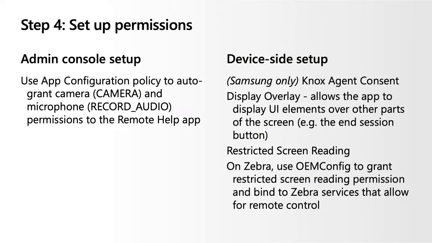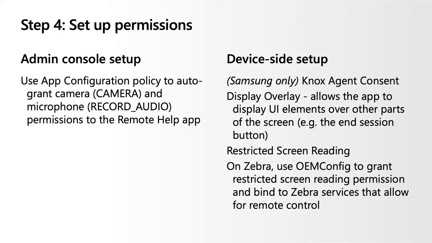Once the Remote Help app is deployed on the device, there are a couple of additional permissions that you'll need to set up. In the admin console, you can use app configuration policy to auto-grant the camera and microphone permissions to the Remote Help app. Samsung devices will also need an additional consent for the Knox agent to run, and you'll need to grant the display overlay permission, which allows it to display UI elements over other parts of the screen.